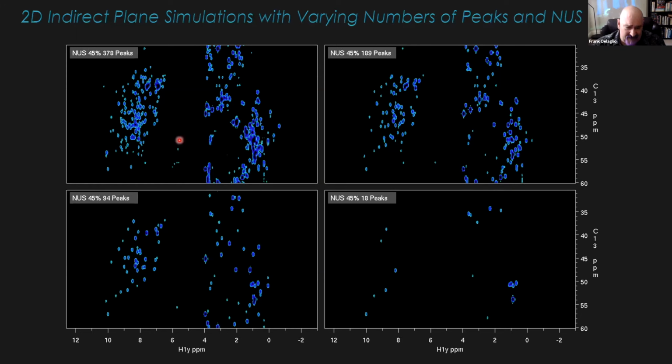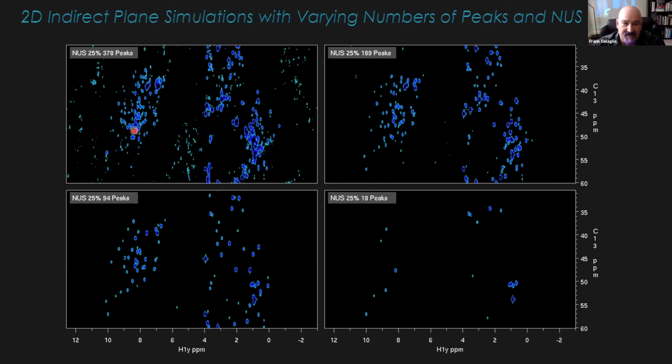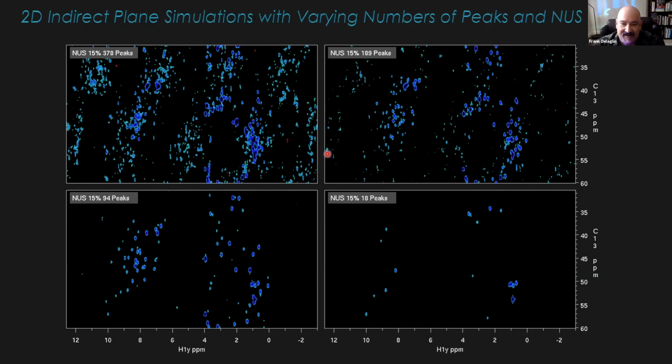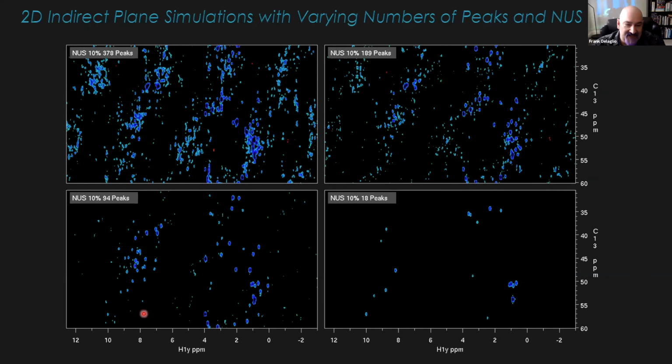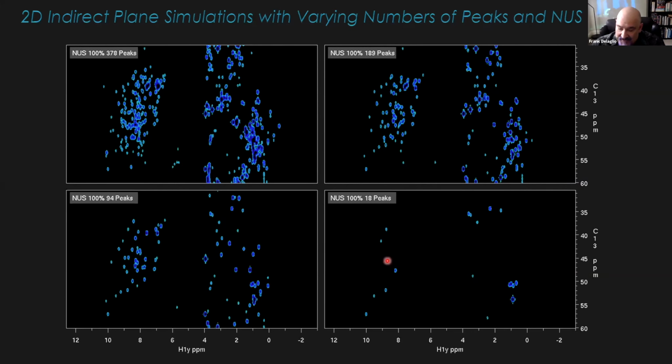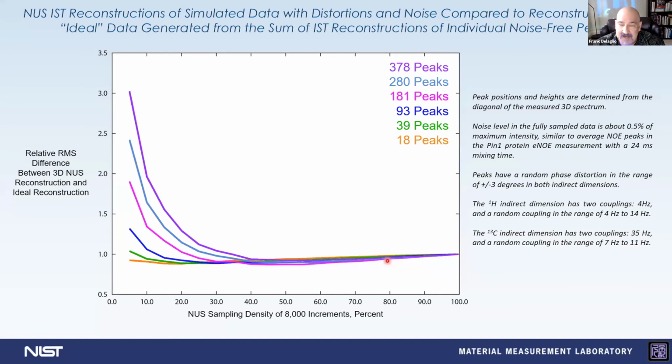Now 45%, 40%. 35%, we can start to see artifacts appear in this spectrum with the largest number of peaks. At 20%, we can start to see artifacts appear here. And now at 15% and 10%, this case here, whereas the spectrum that has only 18 peaks still looks good at only 5% sampling. And this is not surprising.